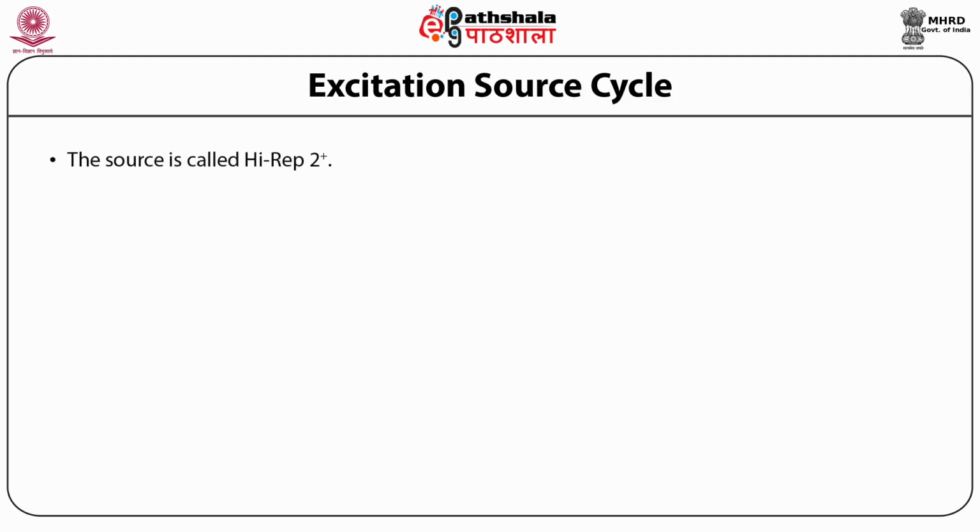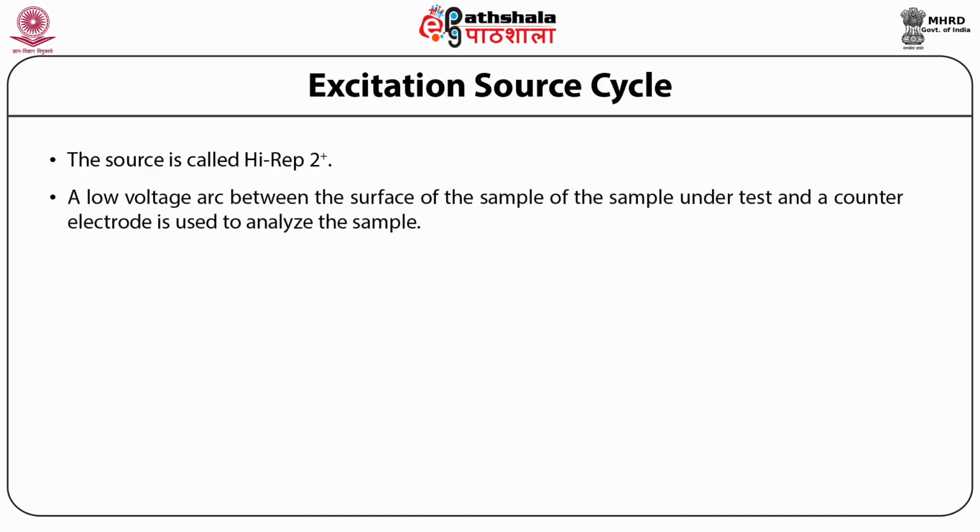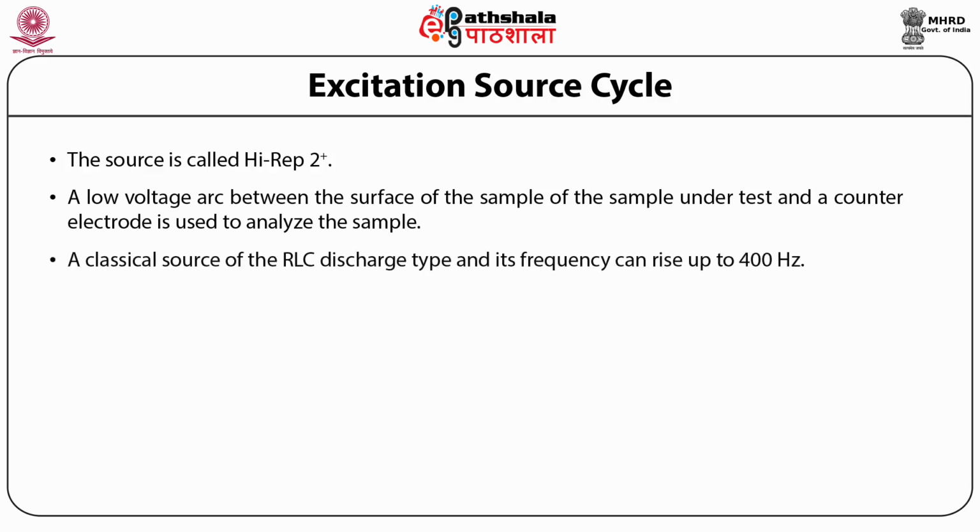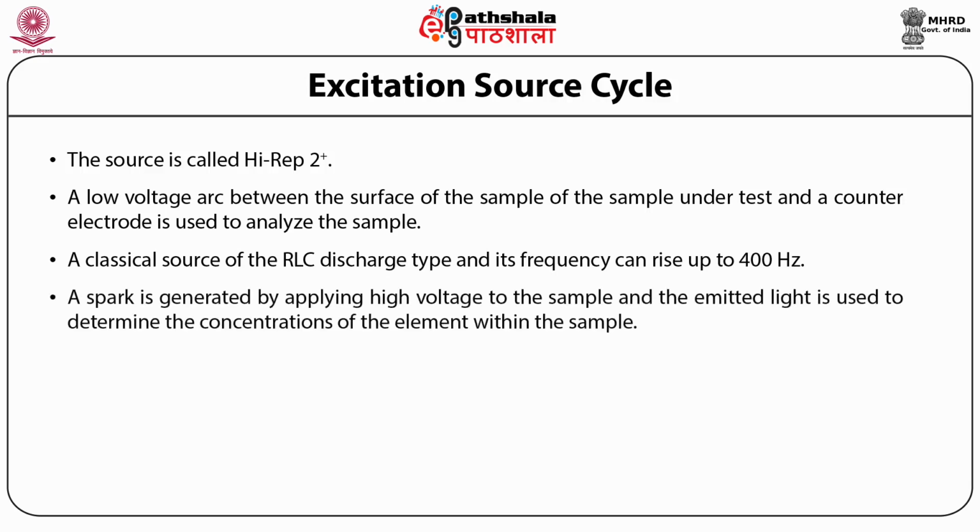The source is called high rep 2 positive. A low voltage arc between the surface of the sample under test and a counter electrode is used to analyze the sample. A classical source of the RLC discharge type, and its frequency can rise up to 400 Hz. A spark is generated by applying high voltage to the sample, and the emitted light is used to determine the concentration of the element within the sample.